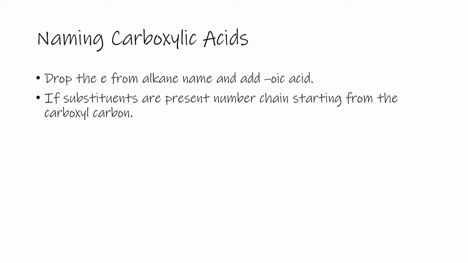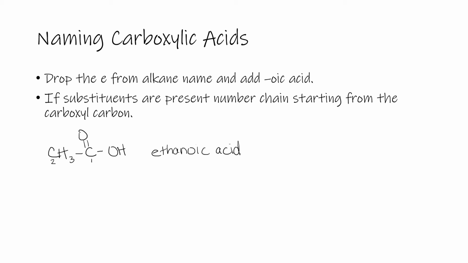So let's just look at a few. I'll draw a couple here and we can look at how they would be named. Here is a fairly small carboxylic acid. It has only 2 carbons. And so 2 carbons in the IUPAC system is an eth prefix. So this would be ethanoic acid.